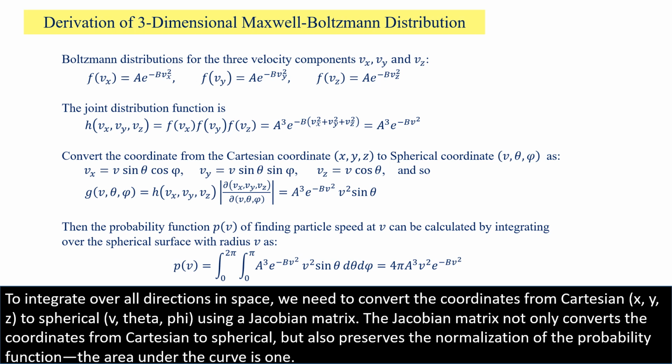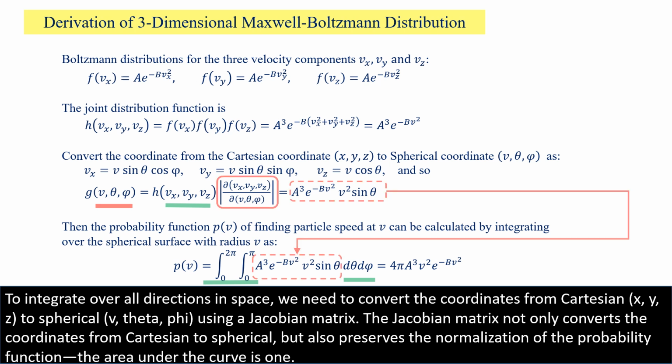To integrate over all directions in space, we need to convert the coordinates from Cartesian x, y, z to spherical v, theta, phi using a Jacobian matrix. The Jacobian matrix not only converts the coordinates from Cartesian to spherical, but also preserves the normalization of the probability function. The area under the curve is 1.